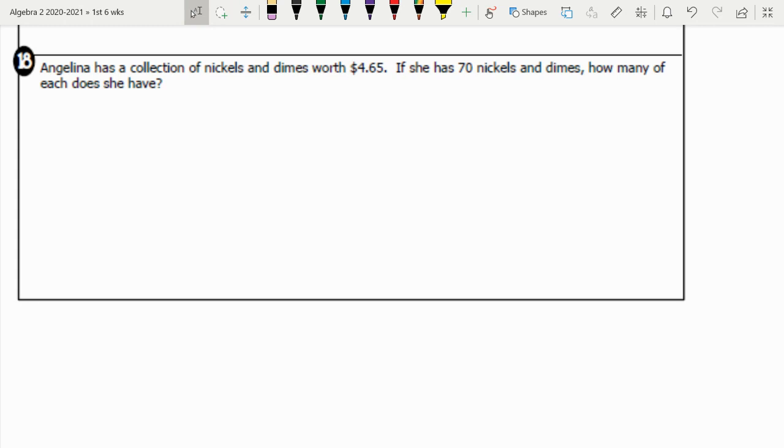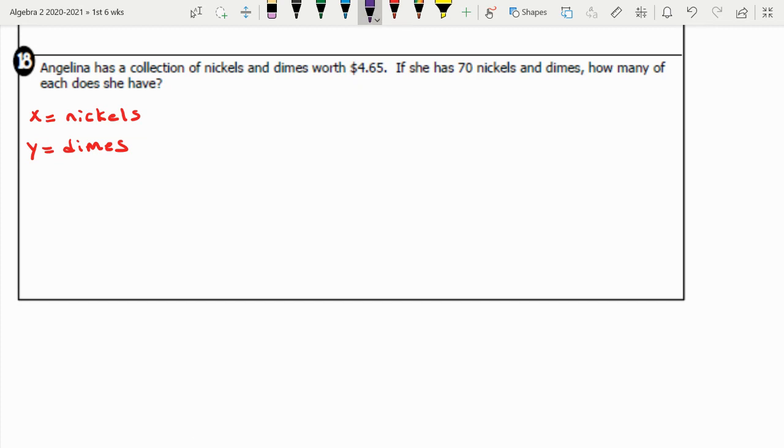So what are we comparing? We're comparing nickels and dimes. They want to know how many of each she has, so those are our variables. Let's go ahead and declare those. So x is going to equal my nickels, and y will equal my dimes. Okay, so let's set these equations up.